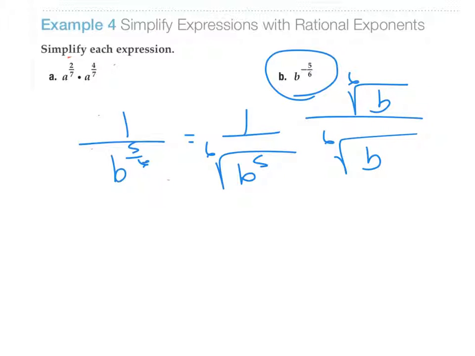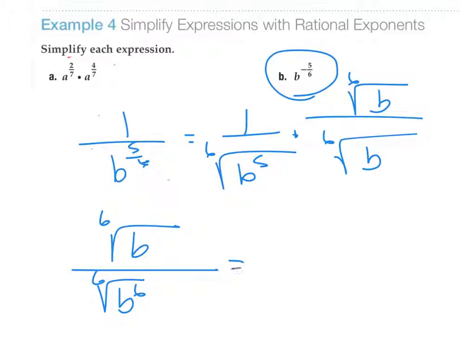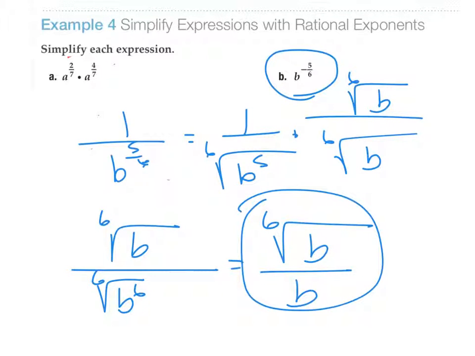The top's pretty simple, 1 times the 6th root of b, so it would be the 6th root of b. But in the denominator, I actually get the 6th root of b to the 6th power, which, when I have 6 b's, 1 gets to come out, so my denominator changes to b, and my numerator is the 6th root of b times 1. So this would be my answer when it's rationalized. We will review this process of rationalizing the denominator in the next section.